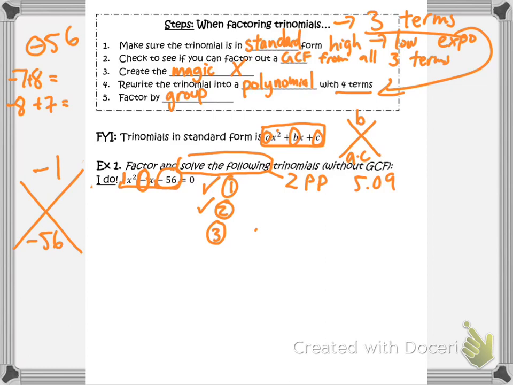Now you're going to decide which one combines to give me negative 1. Negative 7 plus 8 gives me positive 1. Negative 8 plus 7 gives me negative 1. So that is our answer. That means we're going to use negative 8x and positive 7x. Alright, that's step 3. Step 3 is one of the hardest steps in this whole scenario because everything else you kind of did already. Step 3, create the magic x.